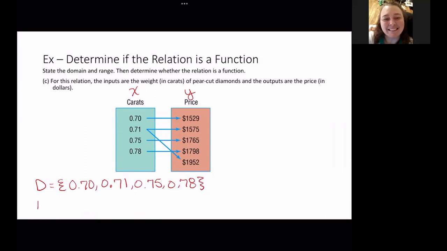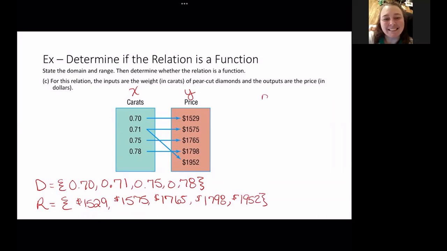And then the range is going to be equal to what's in the y. Okay, so let's start out with 1529, 1575, 1765, 1798, and 1952.